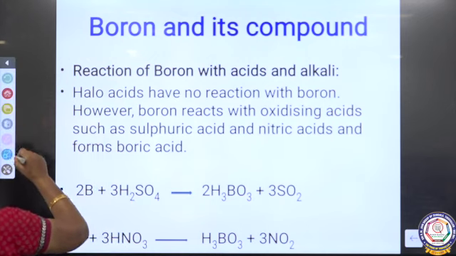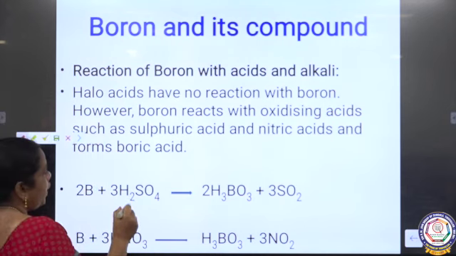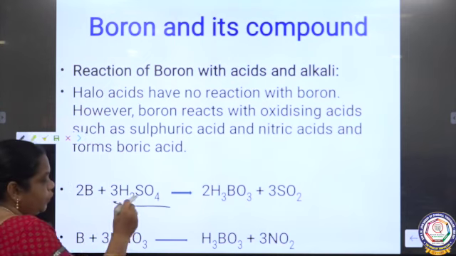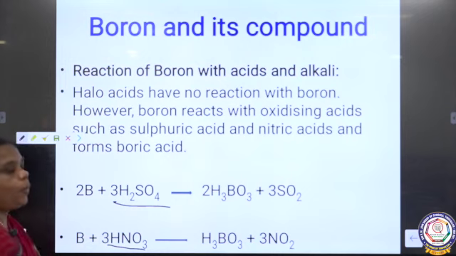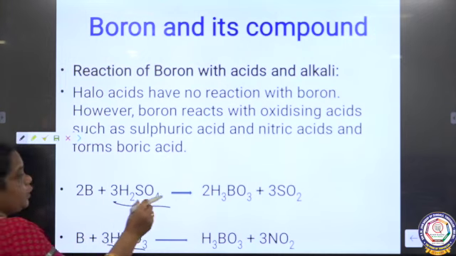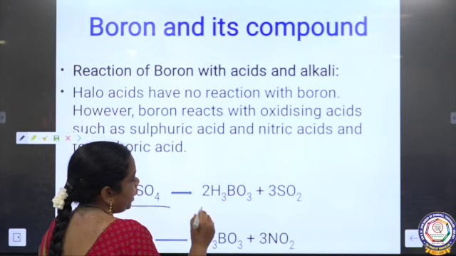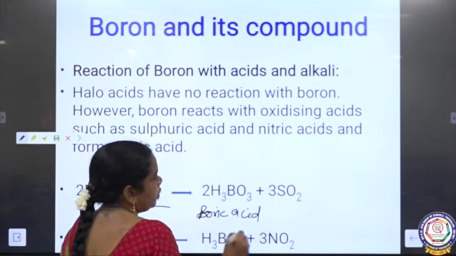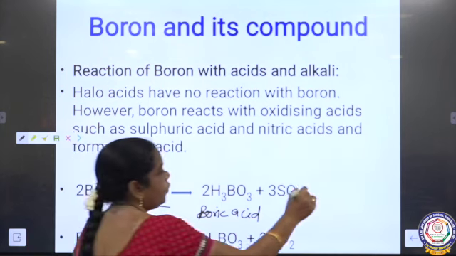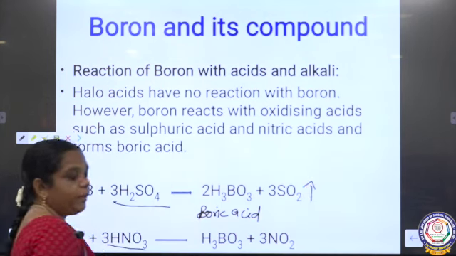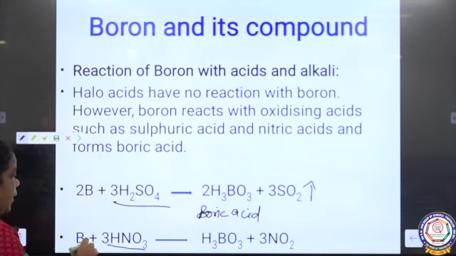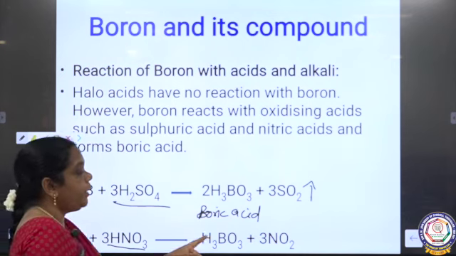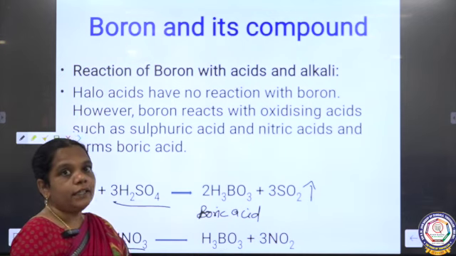It reacts with mineral acids such as sulfuric acid and nitric acid. It reacts with sulfuric acid to form boric acid as the product, along with sulfur dioxide eliminated as gas. And in the next reaction with nitric acid, again boric acid is the product and nitrogen dioxide is eliminated as gas.